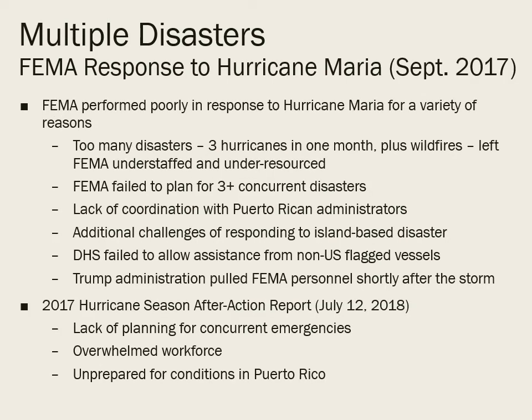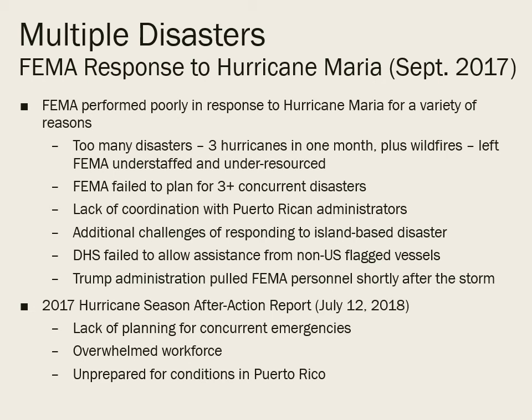So Hurricane Maria hit Puerto Rico in September of 2017. And again, FEMA's performance wasn't great. FEMA performed poorly for a variety of reasons. A major reason was that Maria was the third major hurricane to strike within a month. So FEMA was already shorthanded. They were already preoccupied with other major disasters, and that included Hurricane Harvey, which hit Texas in August of 2017, so very shortly before Maria.